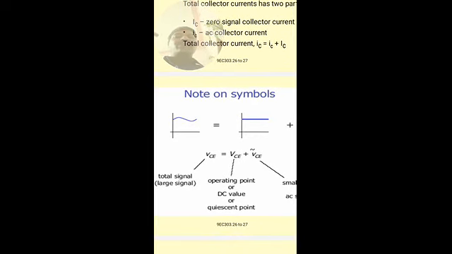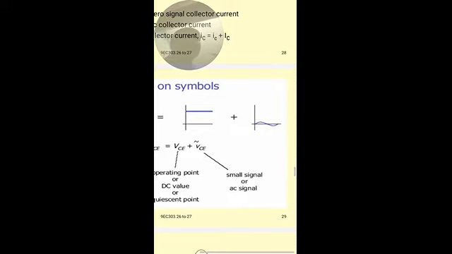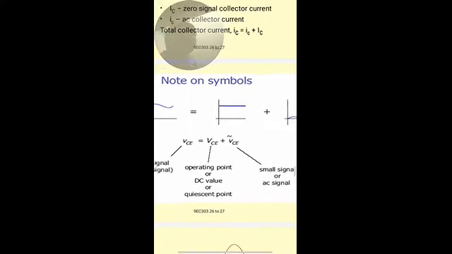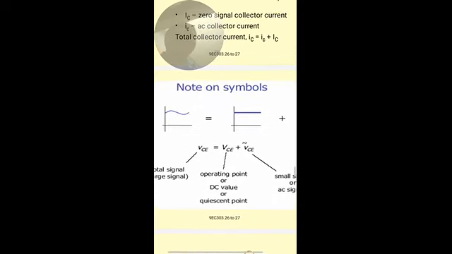So similarly we have the voltage. The total output voltage VCE, where VCE is the collector to emitter voltage. Small v capital CE is the total large output voltage across the collector emitter terminals, which is the sum of the DC and AC voltages. Here we have the three waveforms.